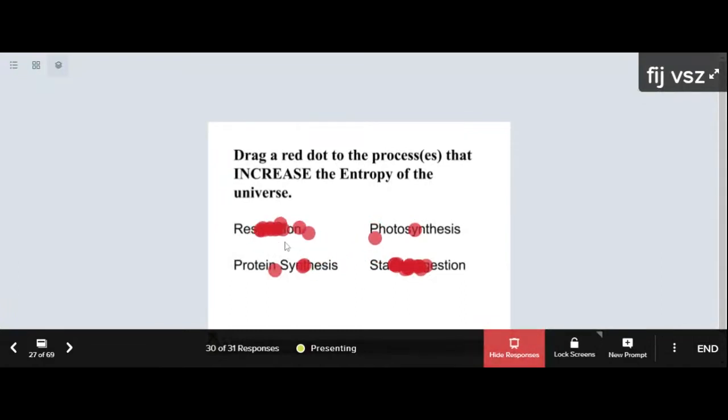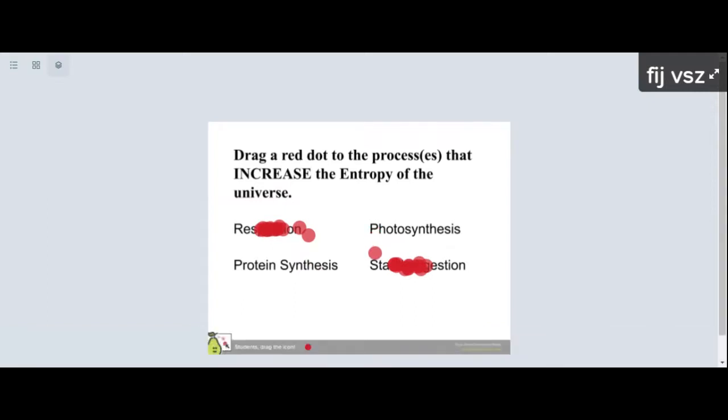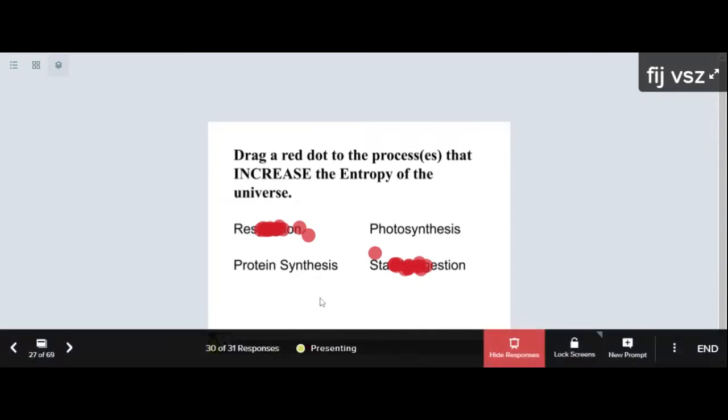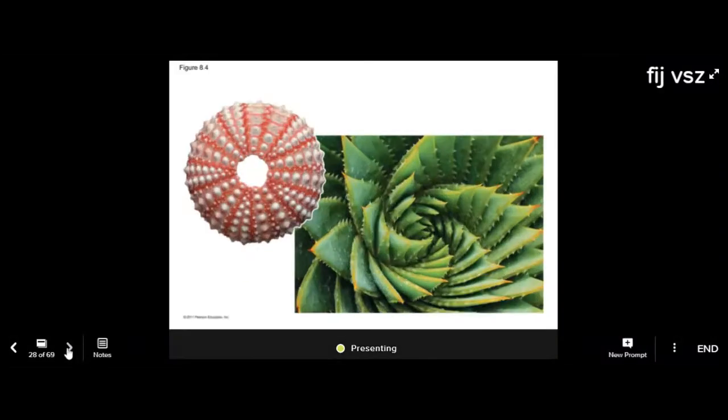So respiration is definitely one, because that's taking a glucose molecule and making lots of carbon dioxides and water, right? So that's increasing the chaos. Starch digestion too, because starch is a polysaccharide, a big molecule, and you're breaking it down into lots of individual glucose molecules, right? You got it. Excellent job. So increasing entropy of the universe would be respiration and starch digestion. Decreasing it would be building a glucose molecule from lots of carbon dioxides and water, like photosynthesis, or building a protein, like we just talked about.